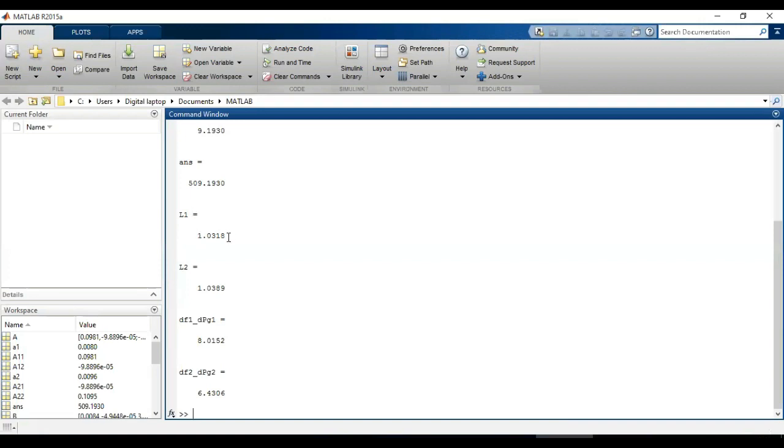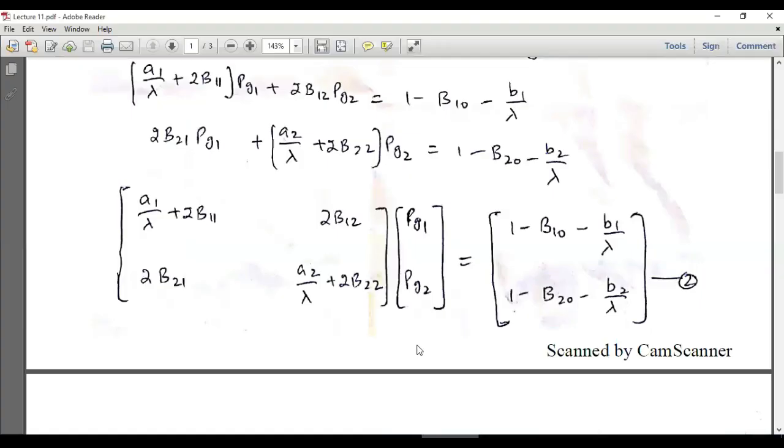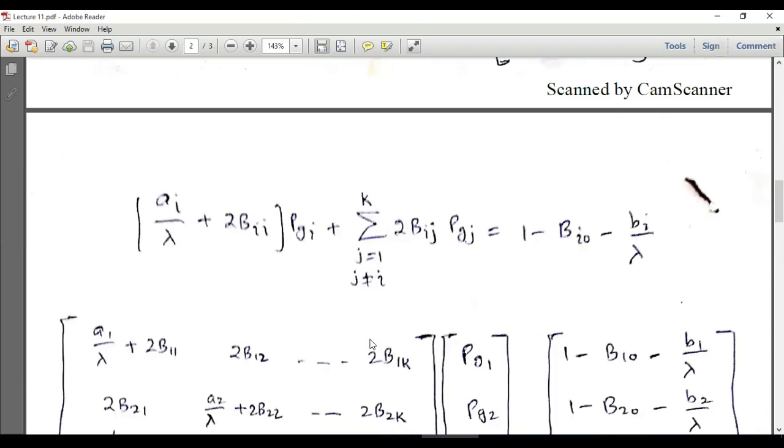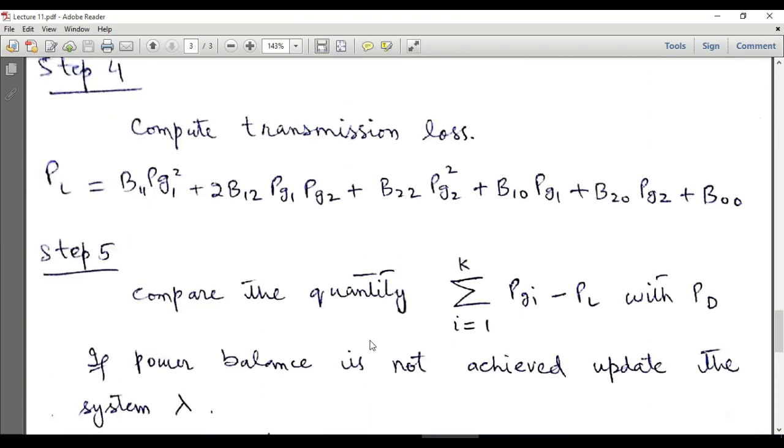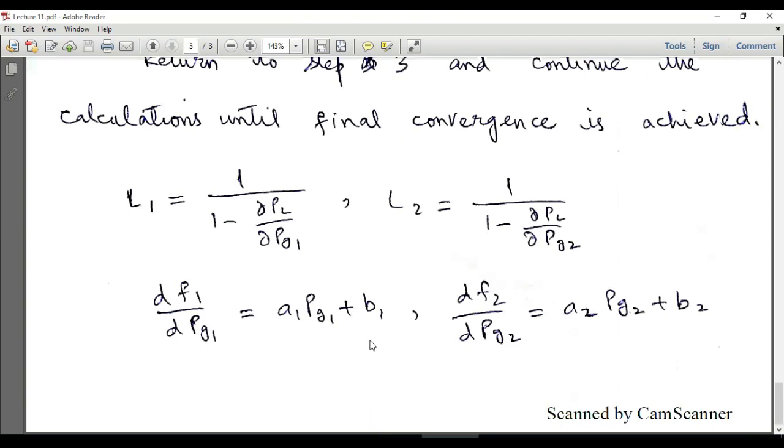Penalty factor of the first generator is this number, penalty factor of the second generator is this number, and incremental fuel cost of the first generator is this dollars per megawatt hour, and incremental fuel cost of the second generator is $6.4306 per megawatt hour. So this is how we can solve the optimization problem by using the lambda iteration method, and by using these iterations we can calculate the final values of all the generators and the total loss which is occurring in the system, such that some power is lost and the rest of the power is delivered to the load.